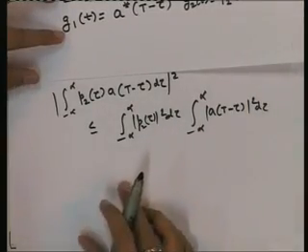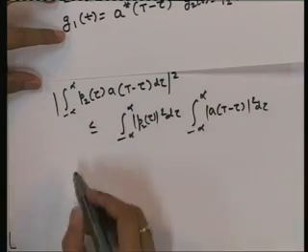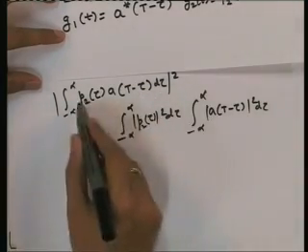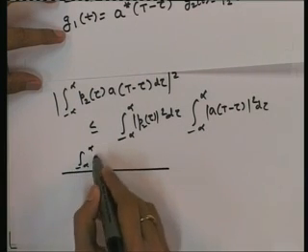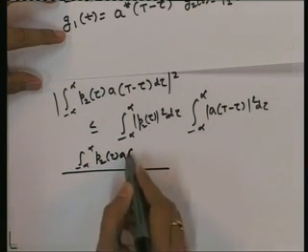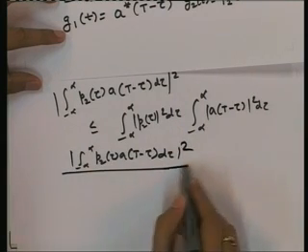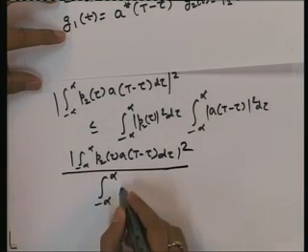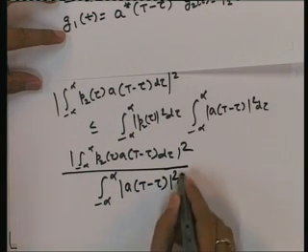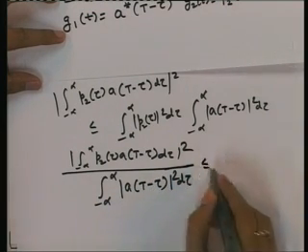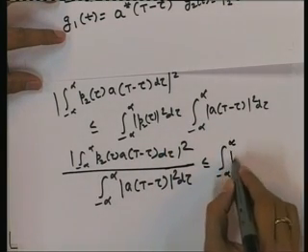Now if we take this part on this side, we get this quantity by this quantity, that is, this by the integral from minus infinity to infinity of mod A(t minus tau) square d tau. This is less than or equal to this part.